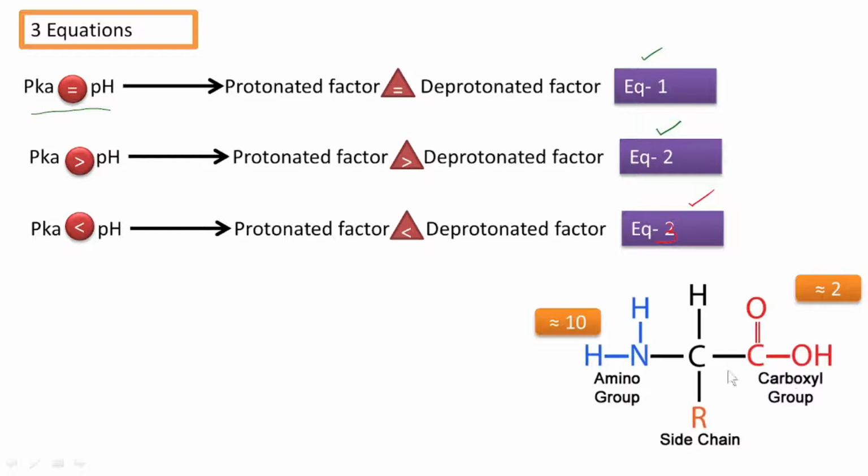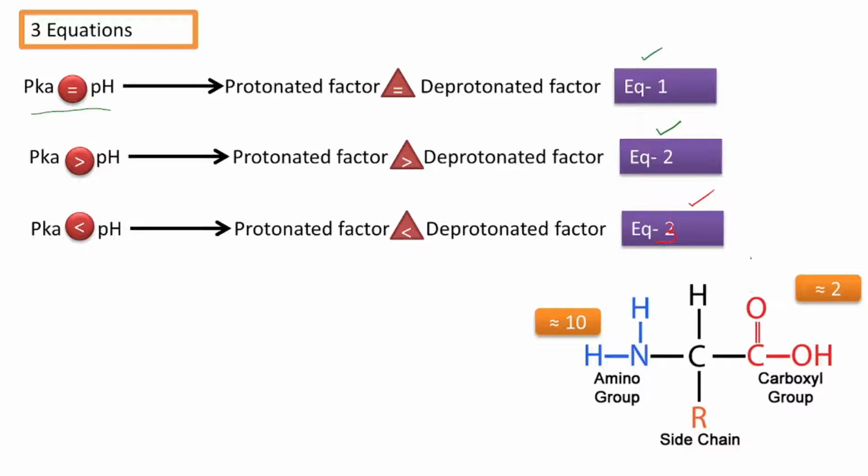It has 2 ionizable groups, the carboxyl group and the amino group. The approximate pKa of this carboxyl group is around 2, and the approximate pKa of the amino group is around 10. Okay. Then one more thing we should know is the protonated and deprotonated forms of the carboxyl group and amino group.